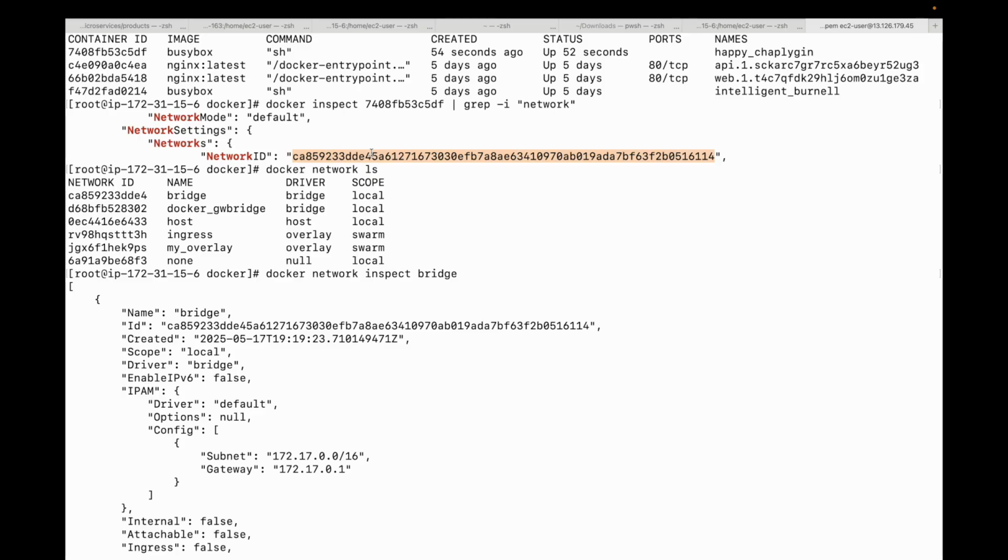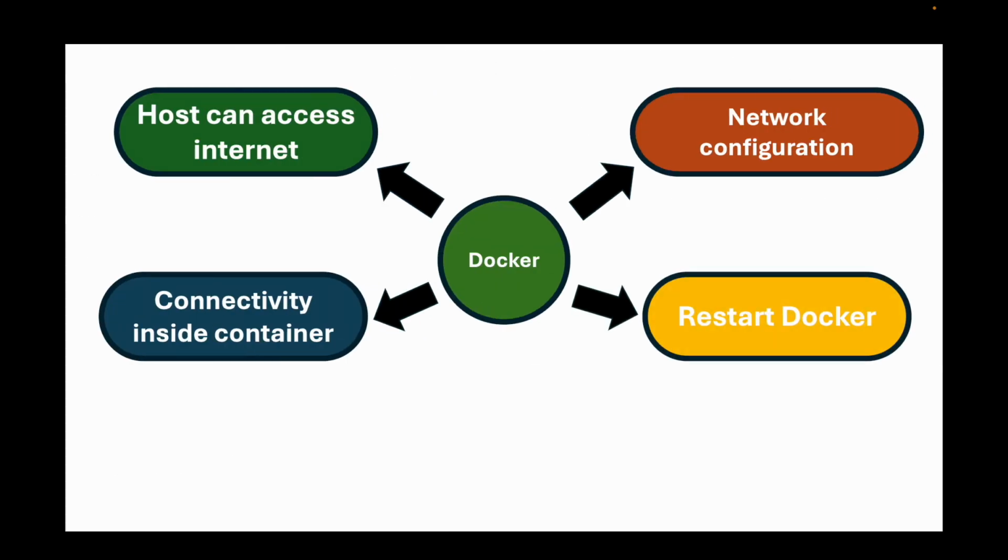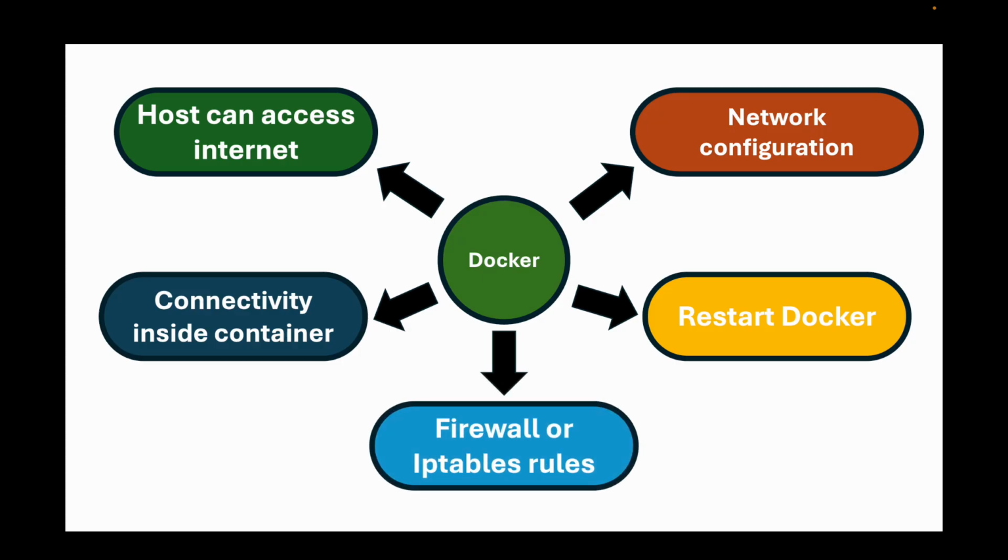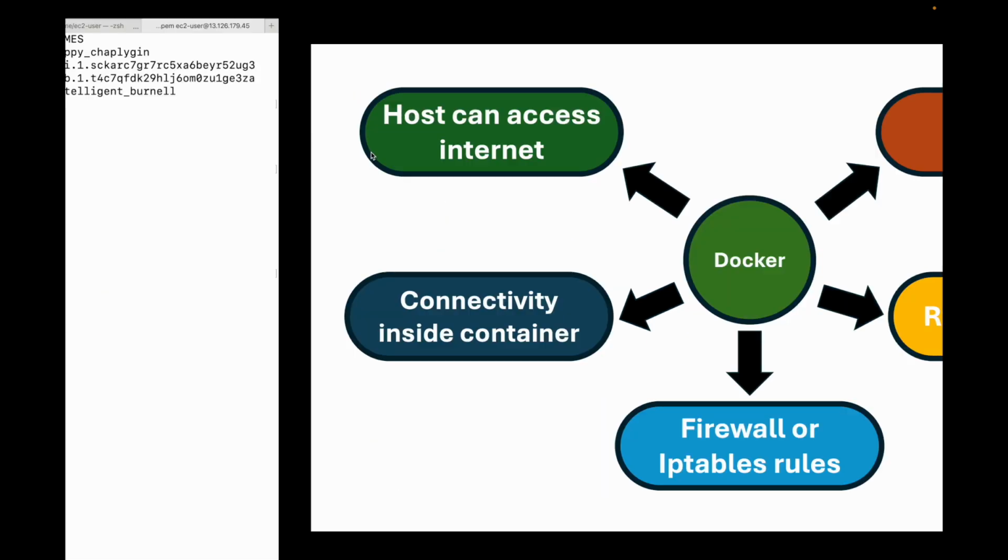The other thing that you can do is try restarting your Docker. This will reset the iptables, bridge network, and DNS. Sometimes Docker's networking stack can break after system restarts or VPN outages. So you can try restarting Docker. Then you can also check for any firewalls or iptables rules. If your firewall is blocking the traffic, you can use iptables to check.